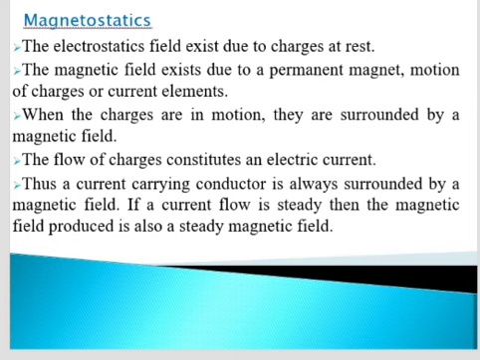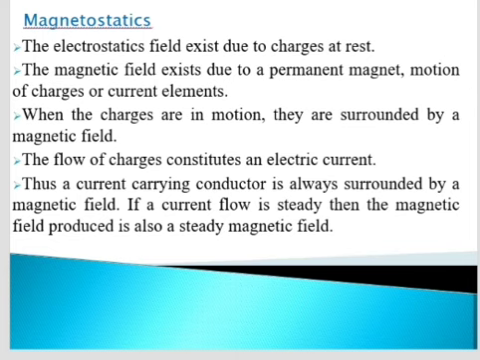We know that electrostatic fields exist due to charges at rest. The magnetic field exists due to a permanent magnet, motion of charges, or current elements. When the charges are in motion, they are surrounded by a magnetic field. The flow of charges constitutes an electric current. So, a current carrying conductor is always surrounded by a magnetic field.